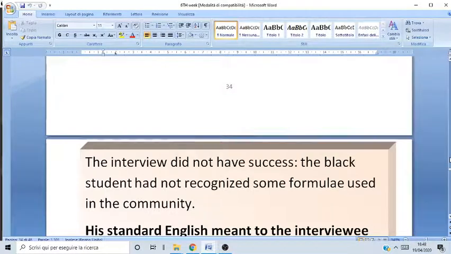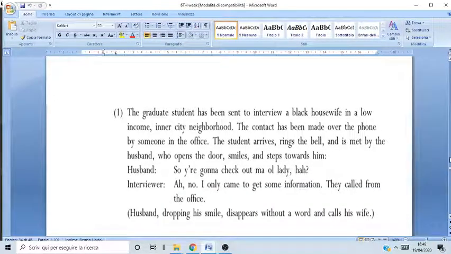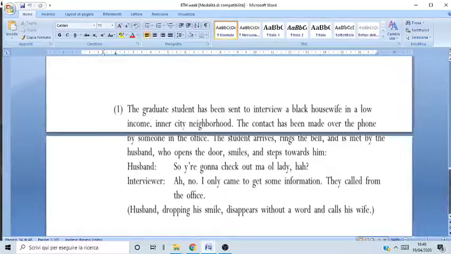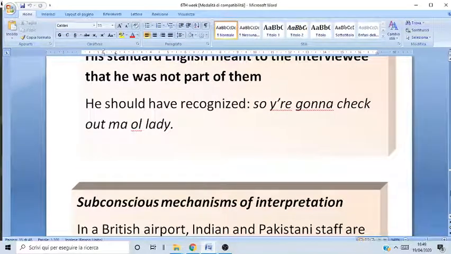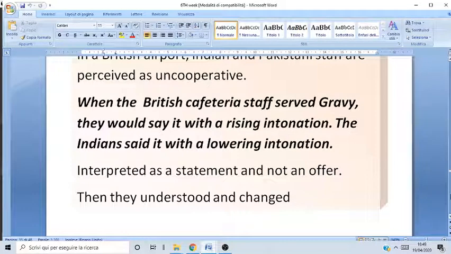Okay. We talked about this interview between a graduate student and a black housewife in a low-income inner city neighborhood. And we saw how the graduate student did not respect the patterns that should be followed in this type of context, because his standard English went against the language of the interviewee. And so the interviewee understood that this very young student was not part of their group, because he did not recognize some linguistic patterns.